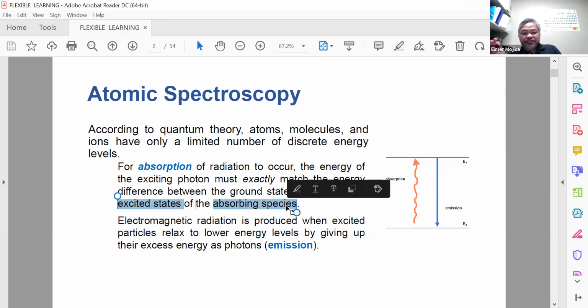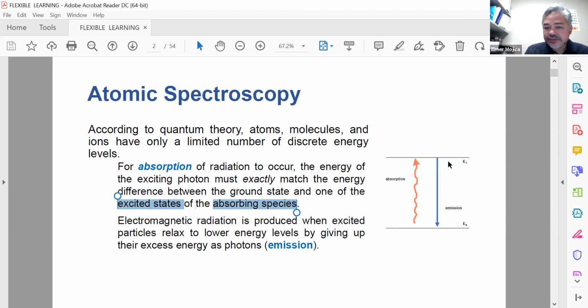Electromagnetic radiation is produced when the excited particles relax to lower energy levels by giving up their excess energy as photons. We all know that the one with the higher energy level is usually unstable. The excited state is an unstable state. So most of the time, a material in an excited state will tend to go back to the ground state, and in doing so, it will emit the excess energy. The term used there is emission.